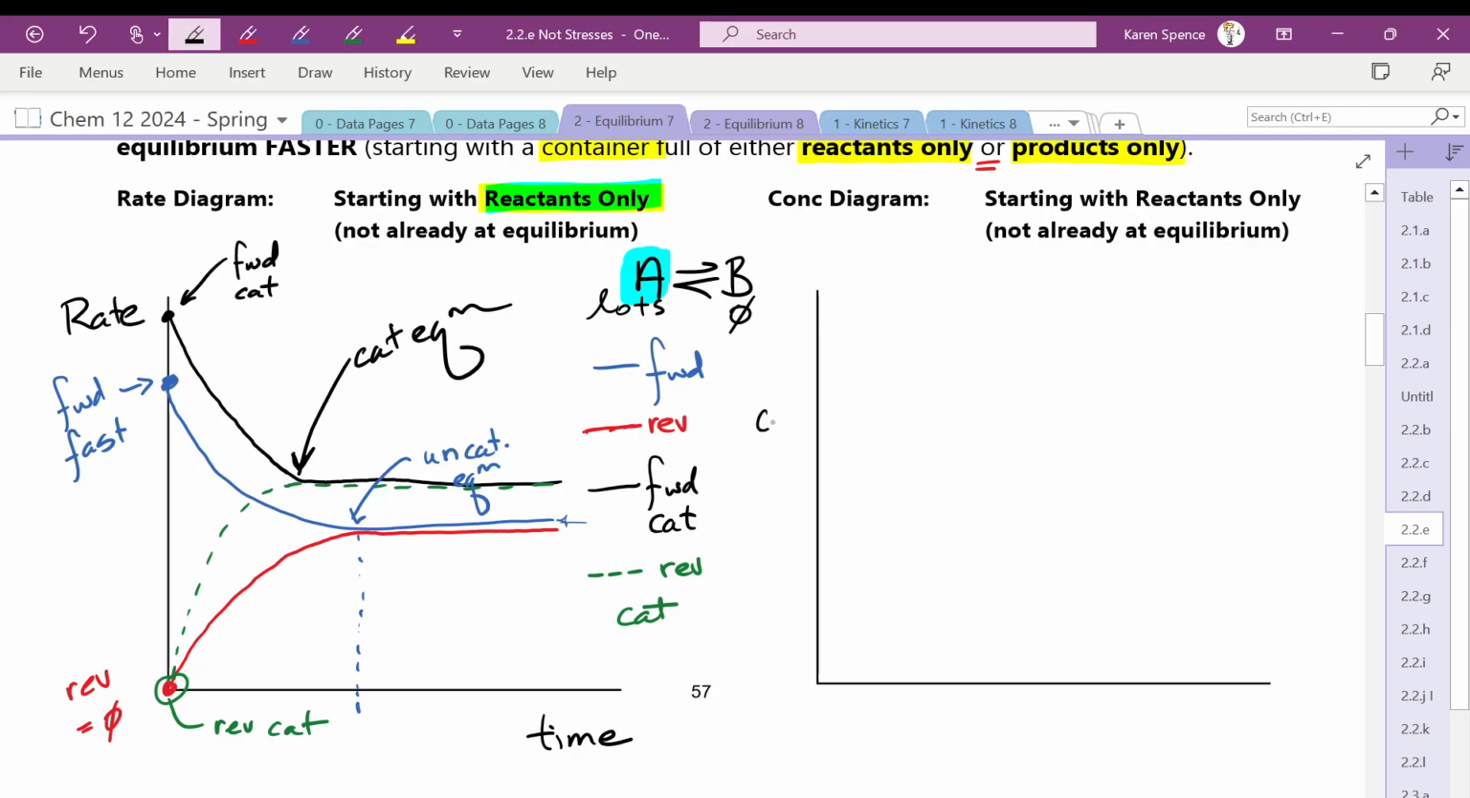All right, let's try our concentration diagram. Here's our concentration. Here's our time. We got A. We got B. Where does the concentration of A start? High. Where does the concentration of B start? B starts at not just low, but 0.